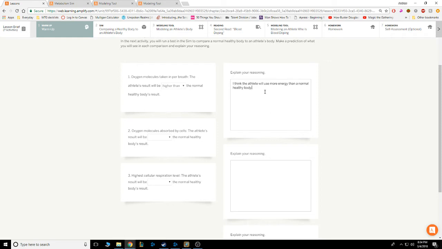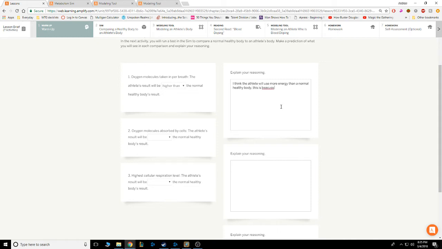So normally, a lot of us would stop right here and think that's good enough. But remember, you need to be super clear when you're giving evidence in science. I think the athlete will use more energy than a normal healthy body might be true, but it has little to do with why the oxygen is there. Or if it does have something to do with it, it's not really explained in this answer. So let's correct this answer so that it has the full explanation.